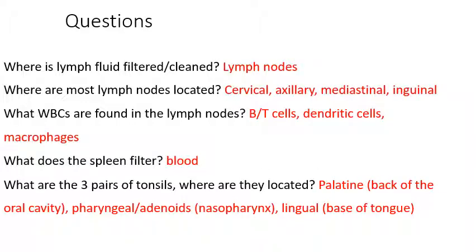Right, so lymph is filtered in the lymph nodes. Most of your lymph nodes are located in one of 4 different regions: the cervical region, axillary, mediastinal, or inguinal. The white blood cells found in the lymph nodes are going to be dendritic cells, macrophages, and we'll also find B and T cells there. The spleen filters blood, and then your 3 pairs of tonsils and where they're located. So your palatine tonsils, at the back of the oral cavity, your pharyngeal tonsils or adenoids, those are at the back of the nasopharynx, and then your lingual tonsils are at the base of the tongue.